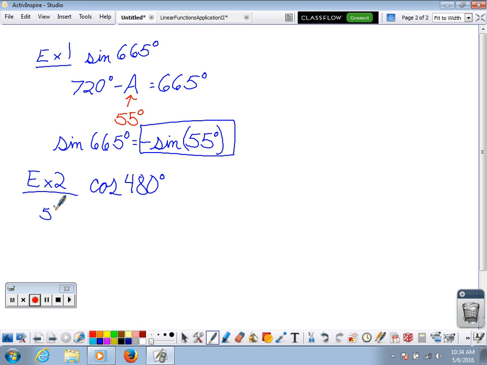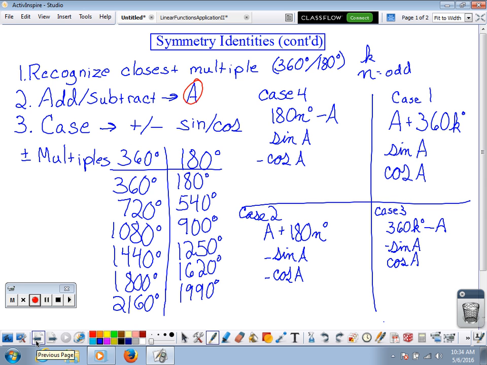So I have 540, which is a multiple of 180 degrees. Okay, am I adding or subtracting to get to that 480 degrees? Subtracting. Okay? Which tells me that I'm dealing with which case? I'm doing a multiple of 180 degrees minus a first quadrant angle. That's case 4. Okay?